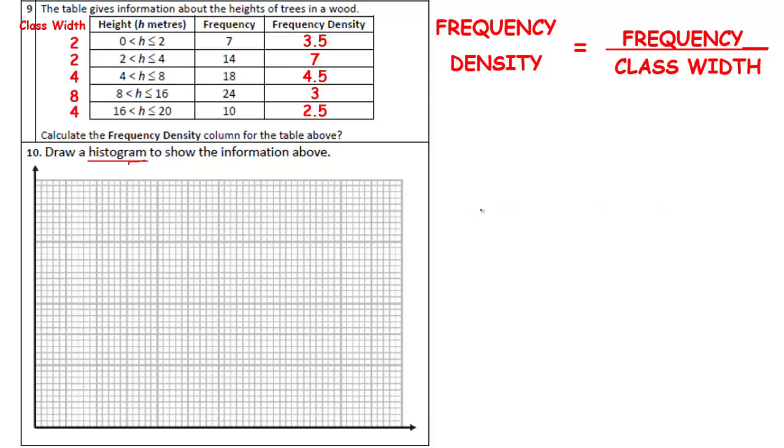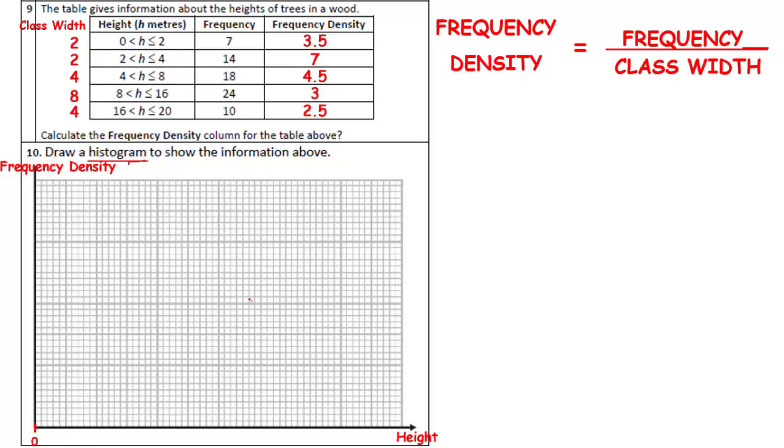Okay, what I need to do now is to label up my graph. So I'm going to do question 10 and I'm going to do my histogram. The vertical axis is always frequency density. Make sure you label that up. And we're dealing with heights here, so I'm going to put height on the other axis. On the other axis, the heights go up from 0 to 20.